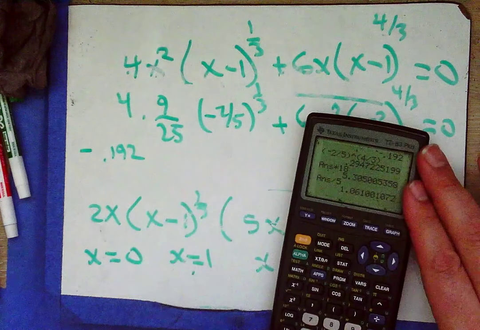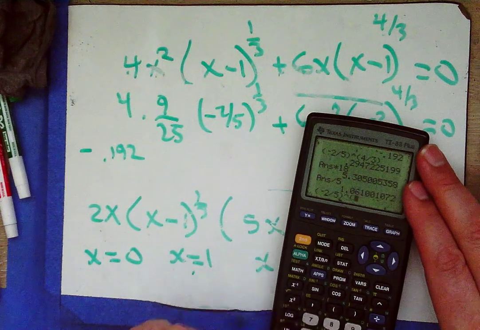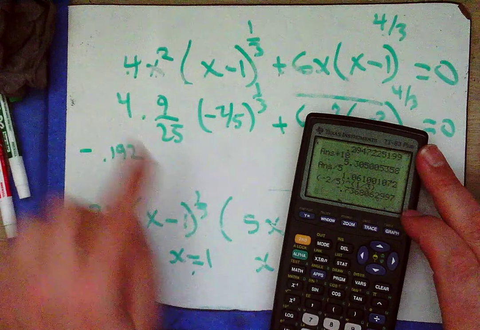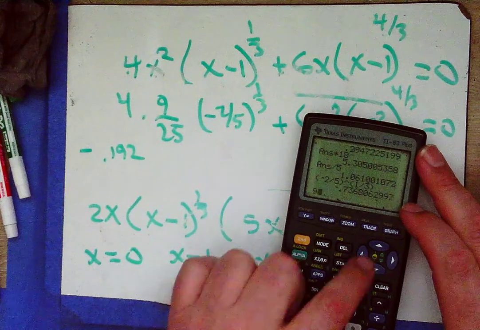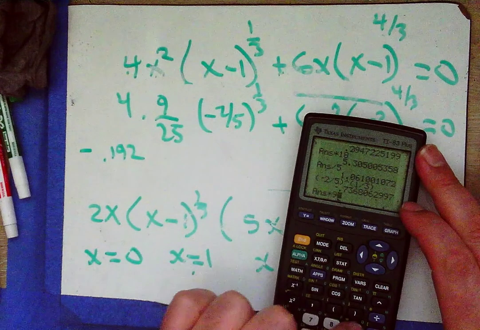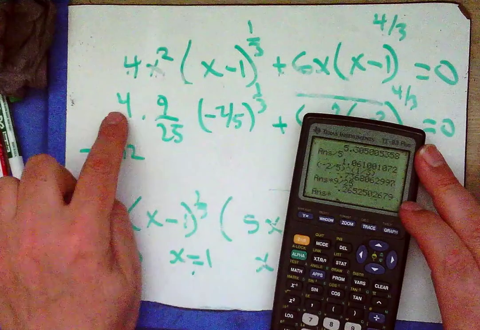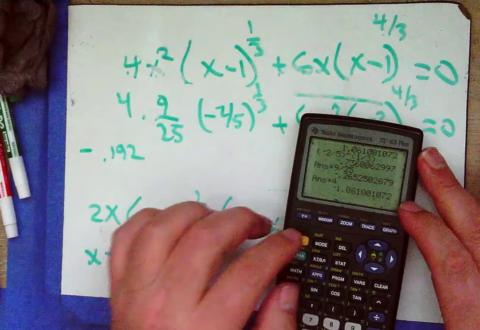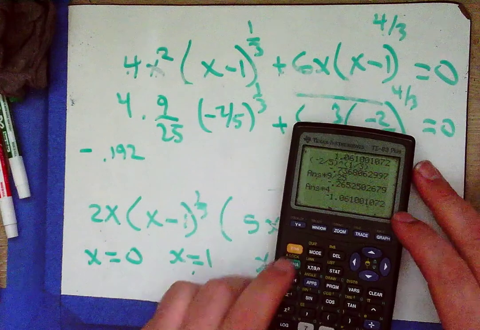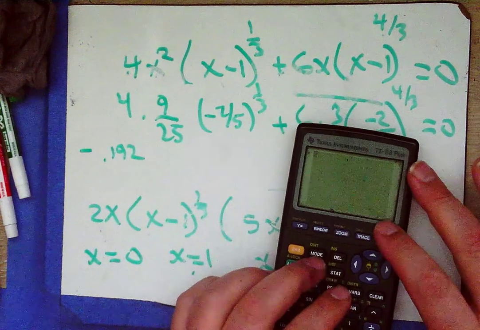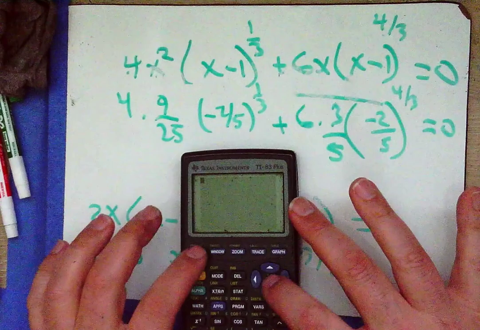Did I make a mistake with this one? Let's check again. -2/5 raised to the 1/3 power times 9/25. Oops. Times that 4. That is the same? Wait, this one is negative and that one's positive. Oh my goodness. I feel like I have to try it again. Or, so you can try it again, or let's look at this other way of checking.